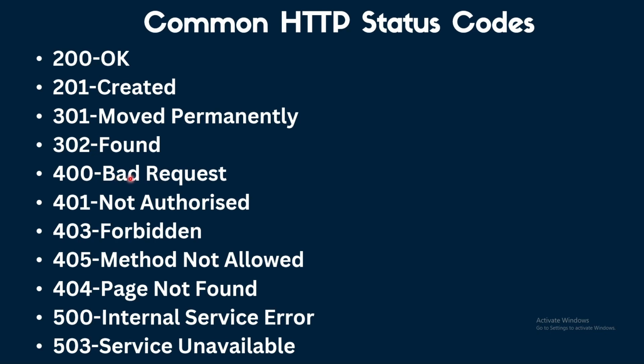So 400 bad request basically tells something was wrong or missing. In 401 not authorized, it basically means that you are not allowed to view resources. You need a username or password. 403 forbidden basically means you don't have permission to view the resources. 405 method not allowed basically means that we have sent the wrong method request.